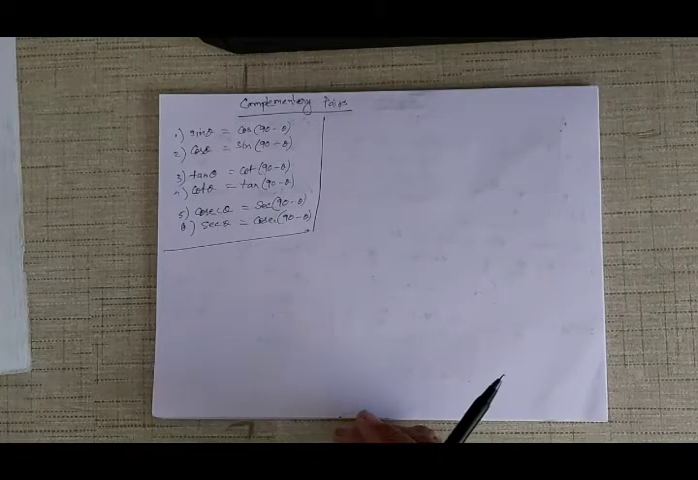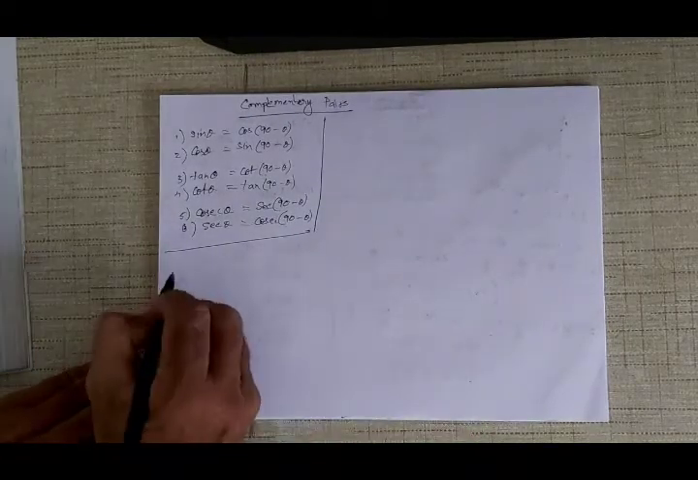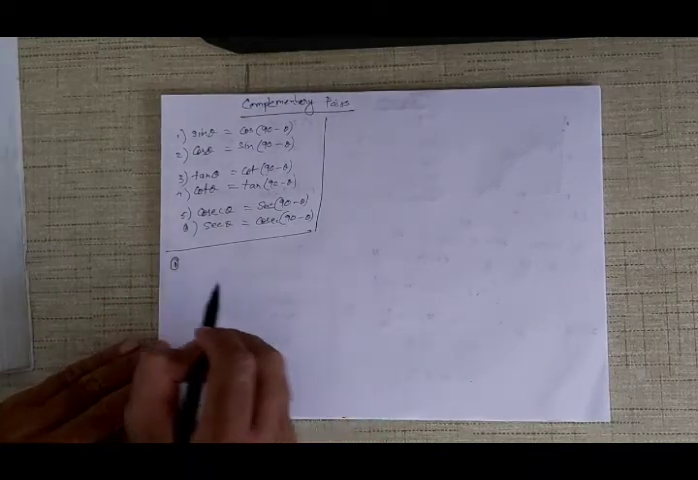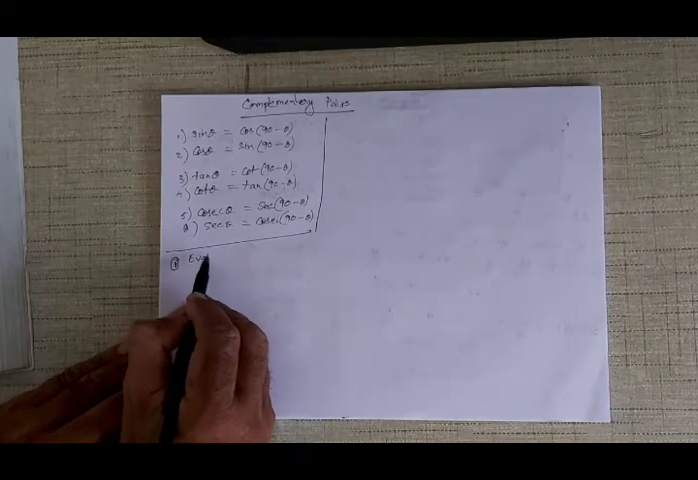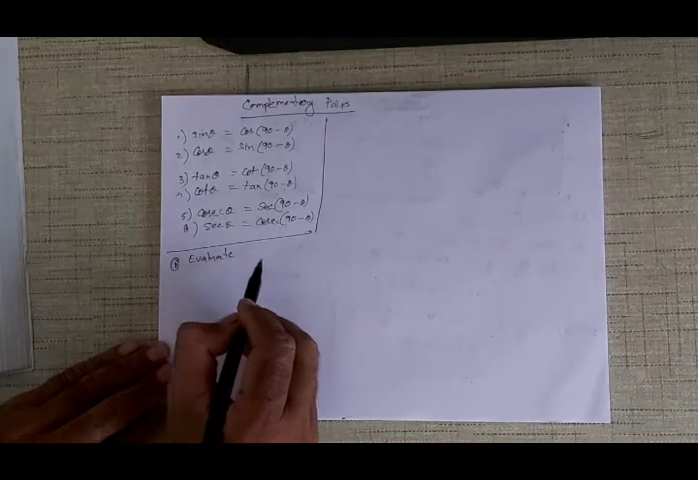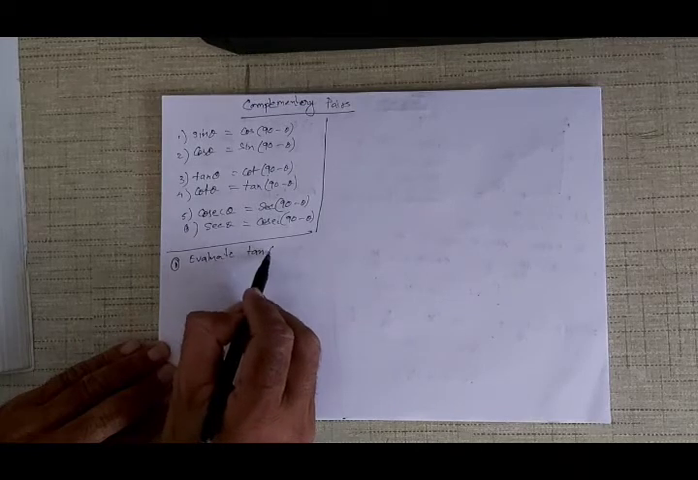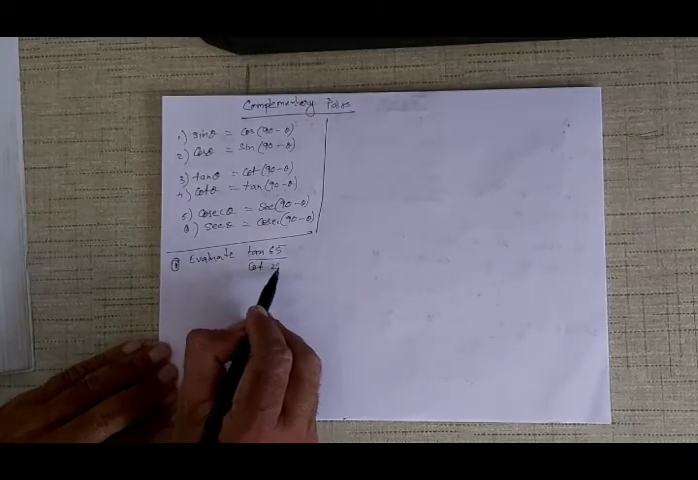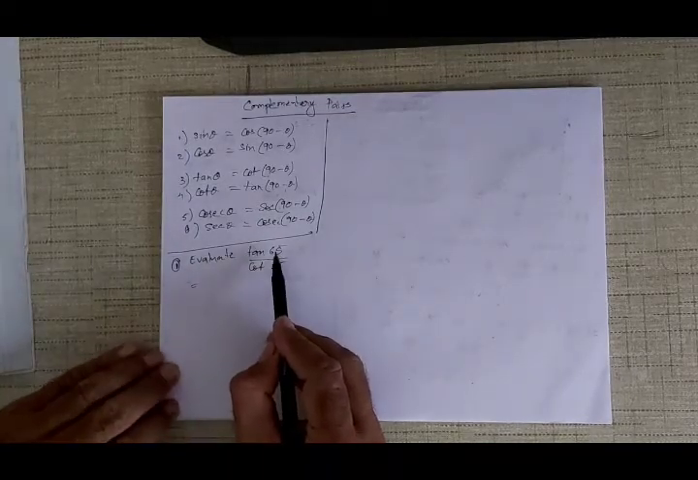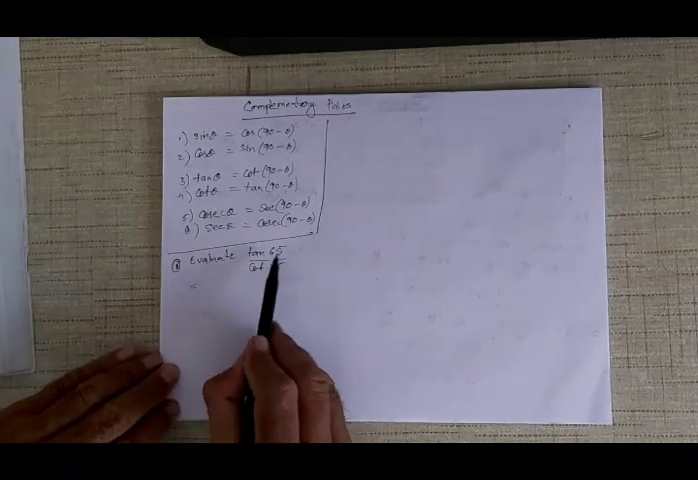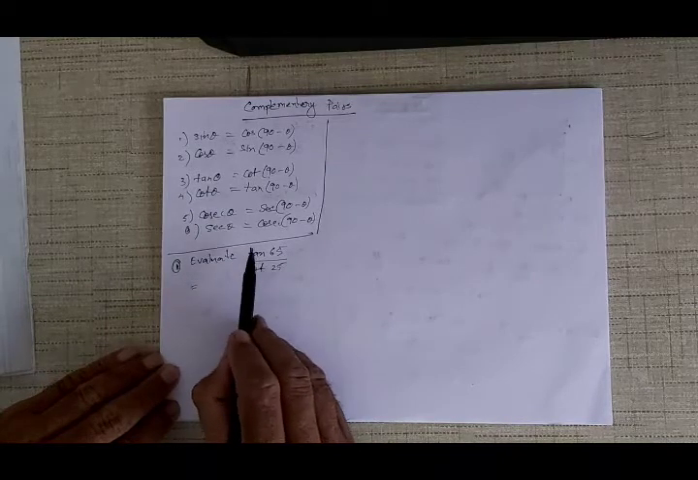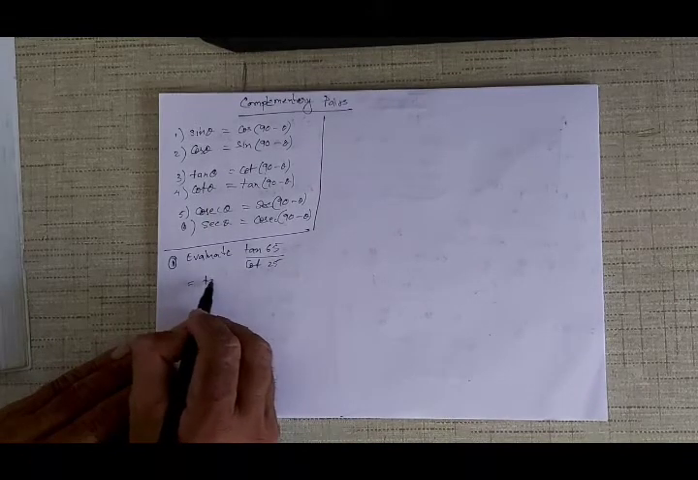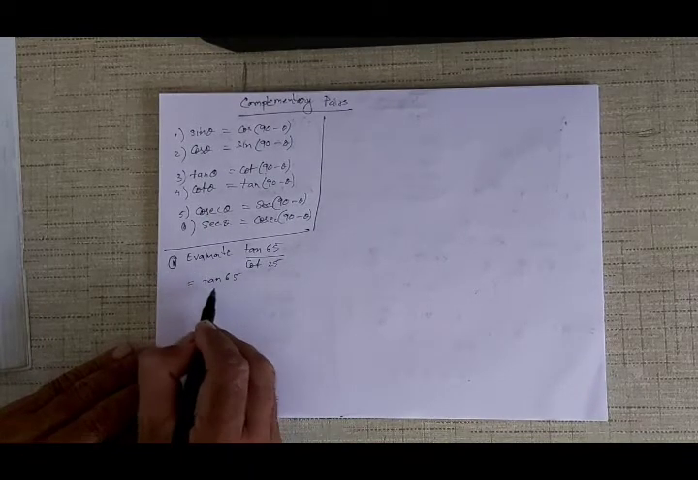Let me do one or two examples here. Suppose we have to evaluate tan 65 upon cot 25. To find the value, I should convert either tan into cot or cot into tan. Don't convert both. Suppose I keep tan 65 as it is.